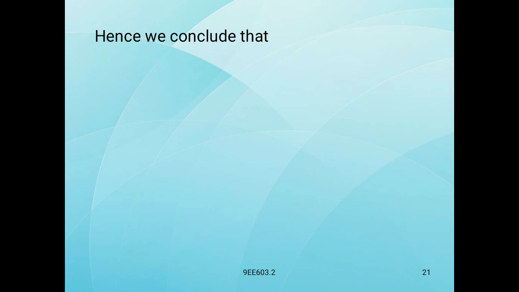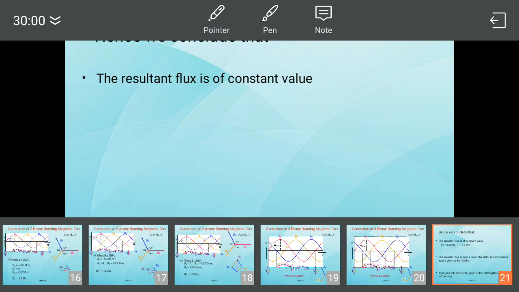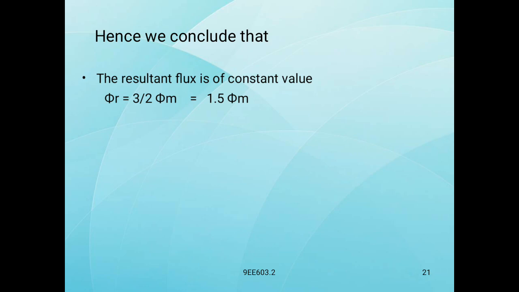Hence we can conclude that the resultant flux is of constant value. So that means φr is equal to 3 by 2 φm, that is equal to 1.5 φm.